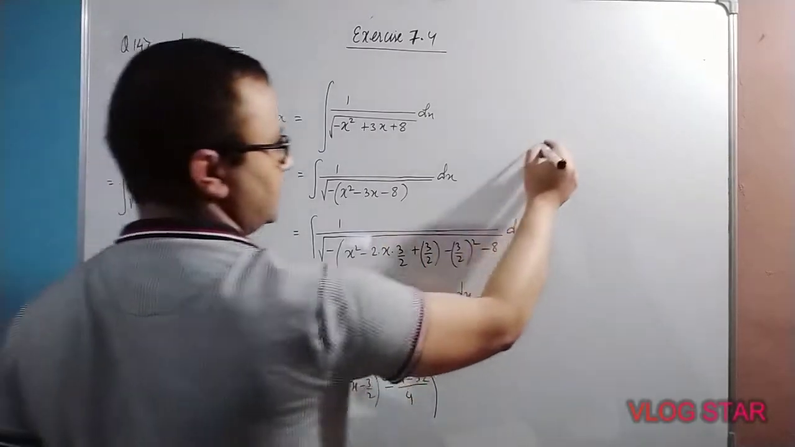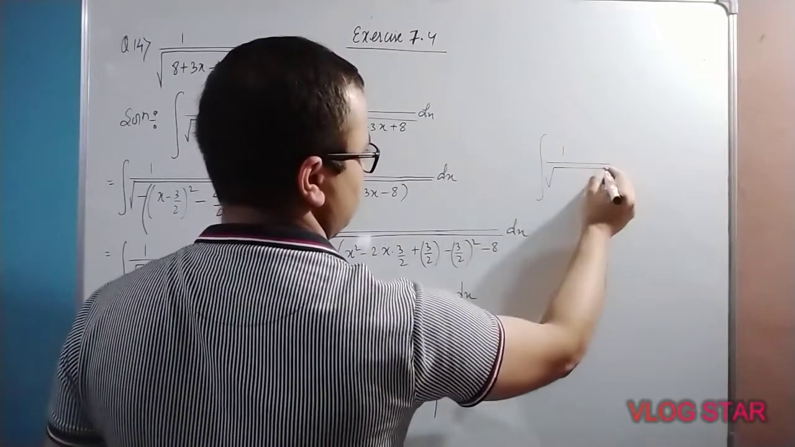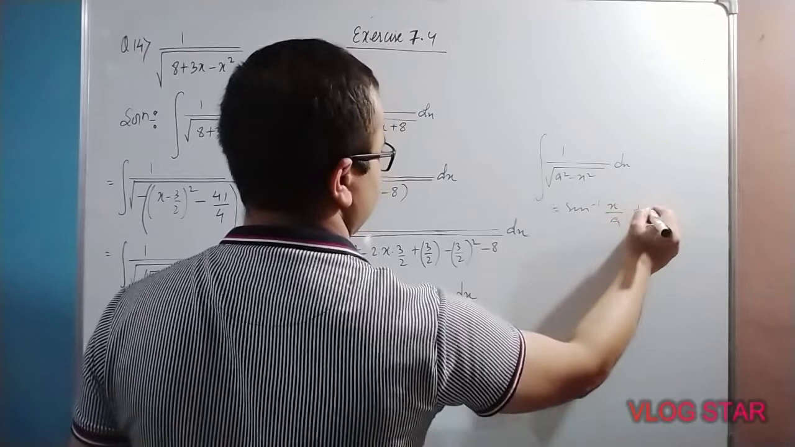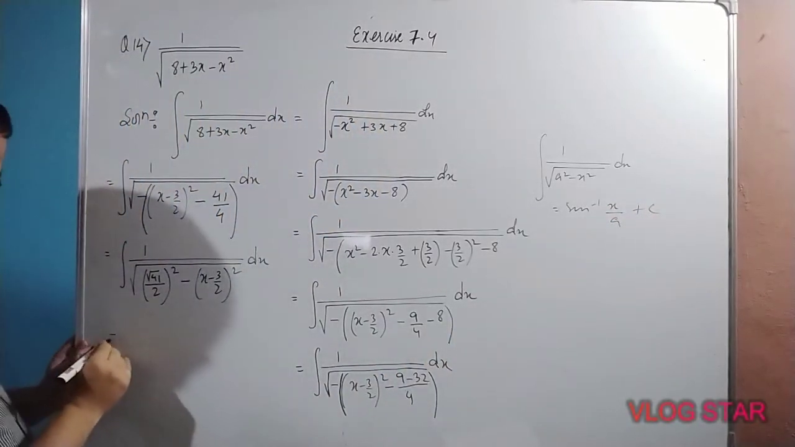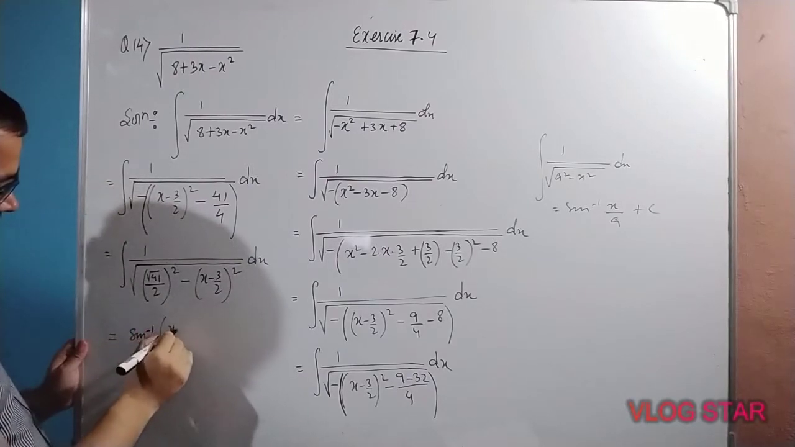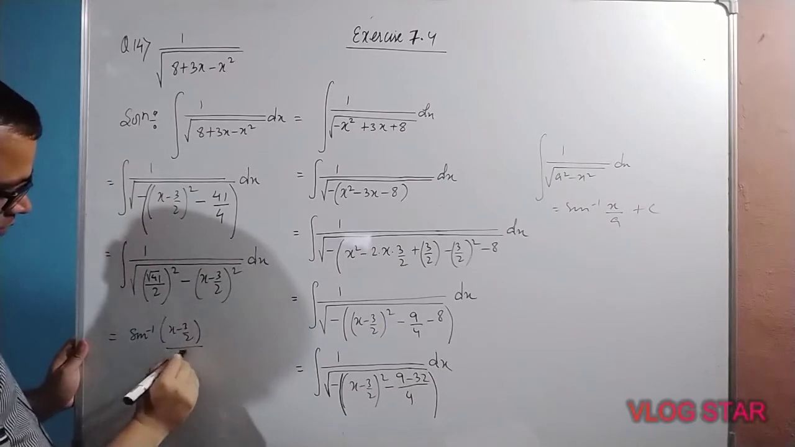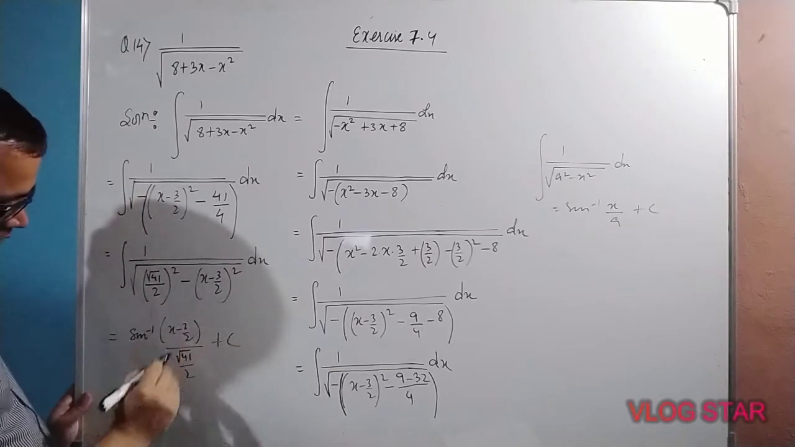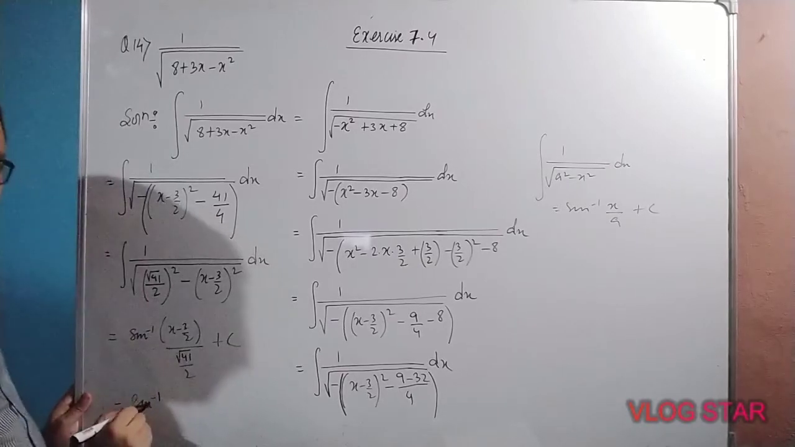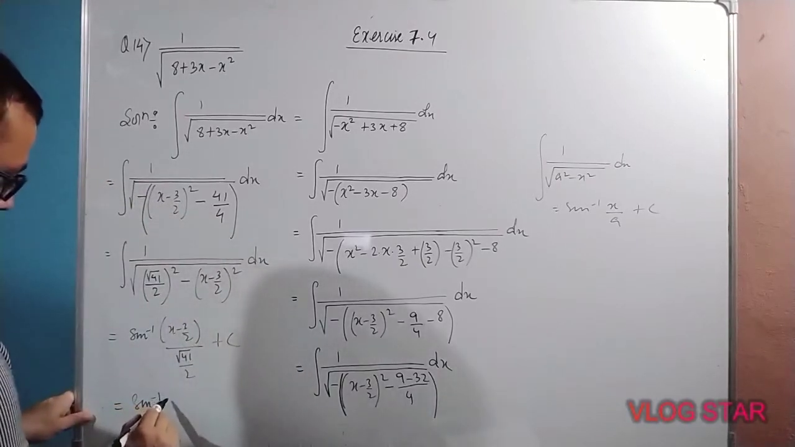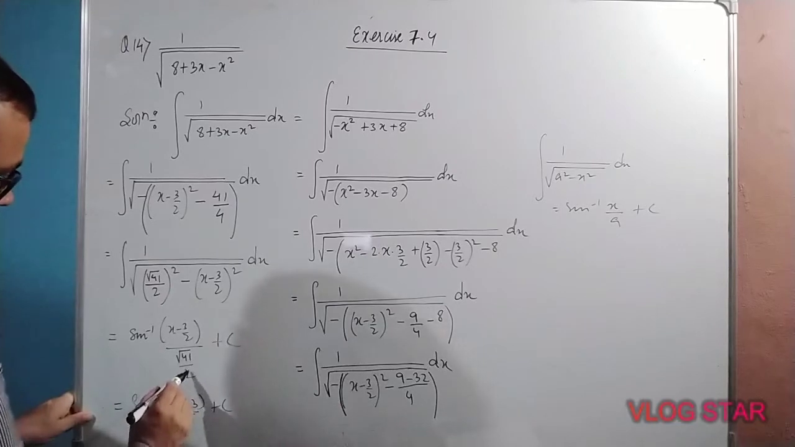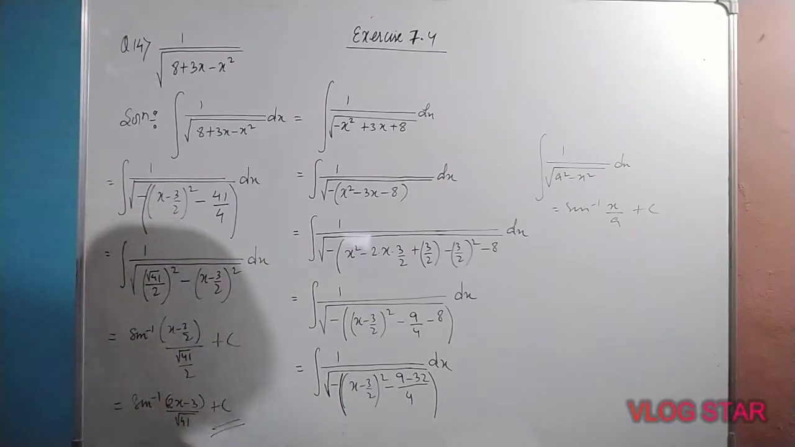Now the formula of integration of 1 by root under a square minus x square dx is sin inverse x by a plus c. So this equals to sin inverse x, where x is x minus 3 by 2, a is root under 41 by 2, plus c. So this equals to, now take LCM, sin inverse 2x minus 3 by root under 41 plus c, because denominator cancel. So now this is the answer of question number 14.